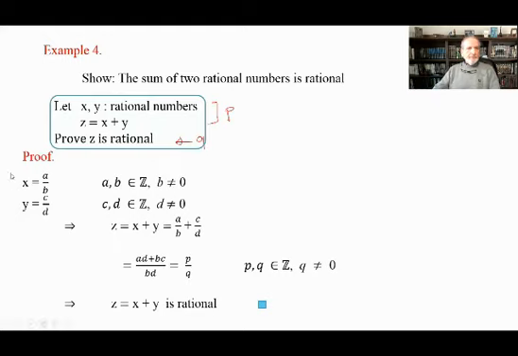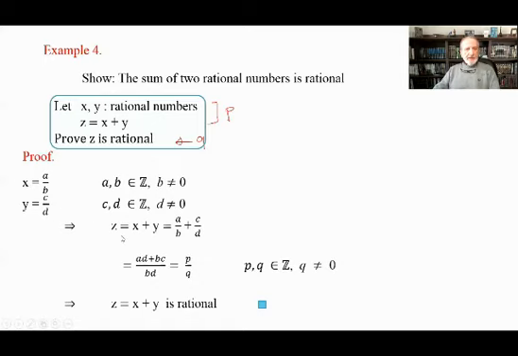Proof. x is a over b, y is c over d, a, b in Z, and b is different than 0. c, d in Z, and d is different than 0. This is really the definition of a rational number. So you can't put y here as a over b. So you're adding the same numbers to each other.